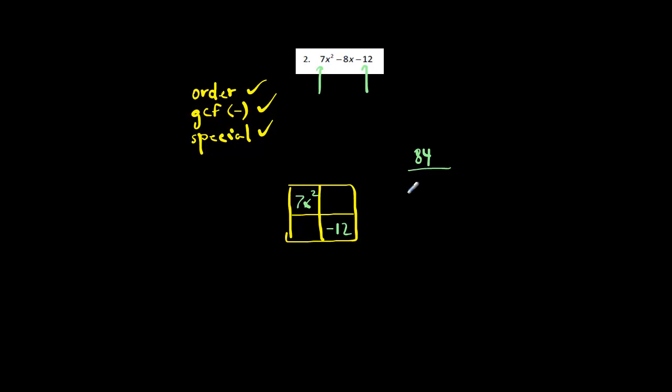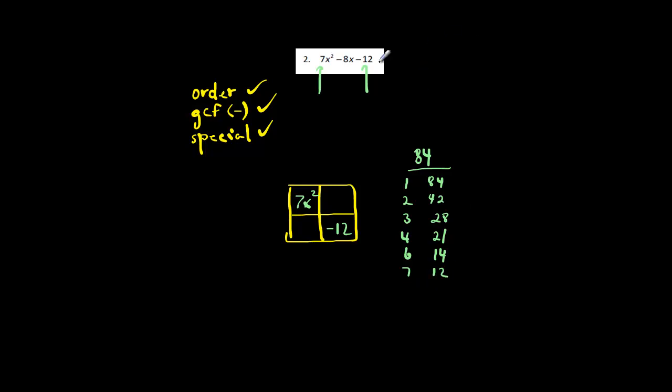possible factors of 84. So we're going to have 1 times 84, 2 times 42, 3 times 28, 4 times 21, 6 times 14, 7 times 12. Man, could they pick a better number? It's crazy. 8 doesn't go in, 9, 10, 11, that's about it right there.